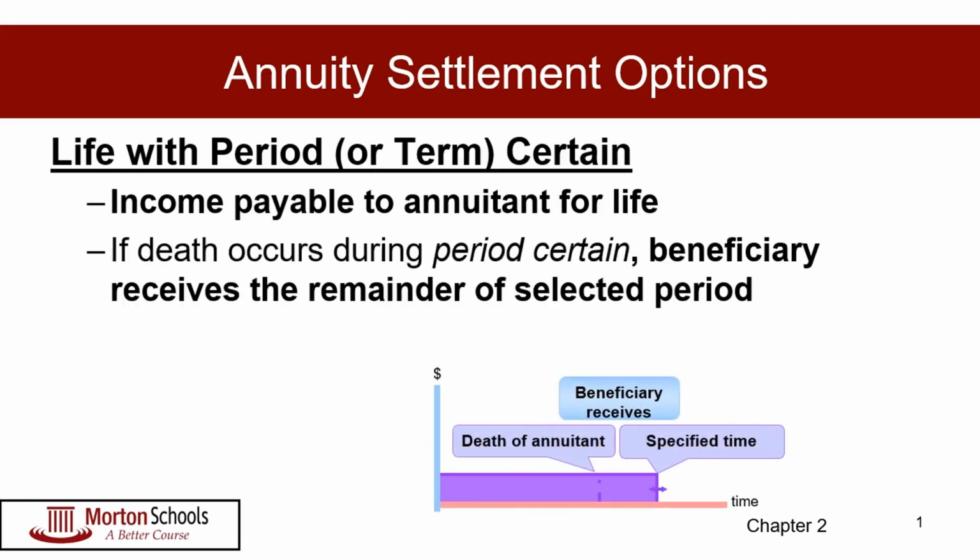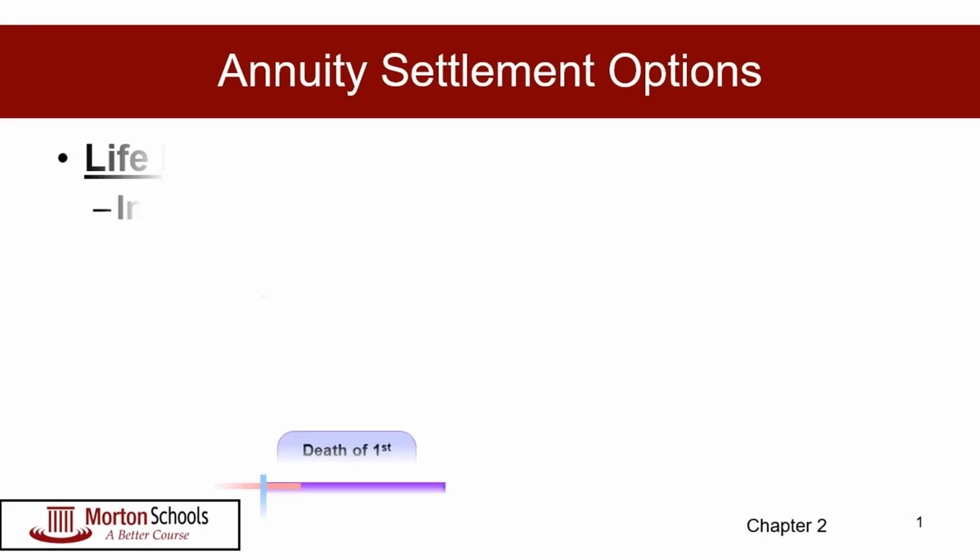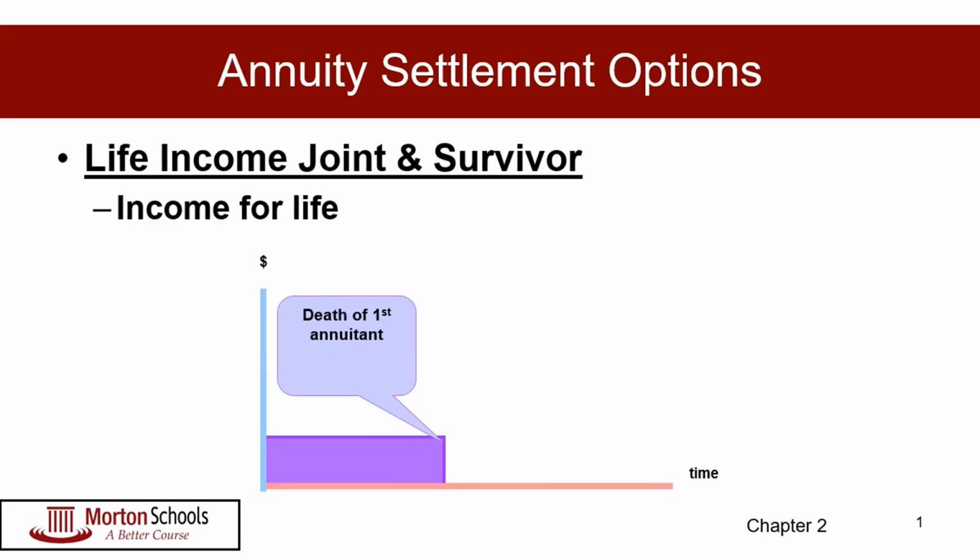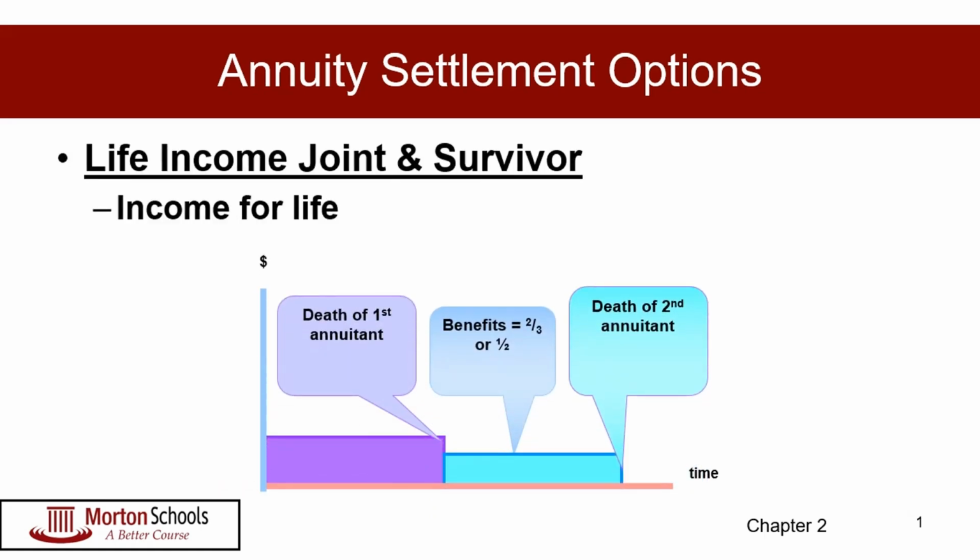The third option is life income with a period certain. This option provides income payable to the annuitant for life. But what happens for the beneficiary? Here, the beneficiary receives the remainder of the selected period. If death occurs during the period certain, the payments are made to the beneficiary until the end of the selected period. The fourth option is life income joint and survivor. What happens for the beneficiary? The beneficiary receives income for life.